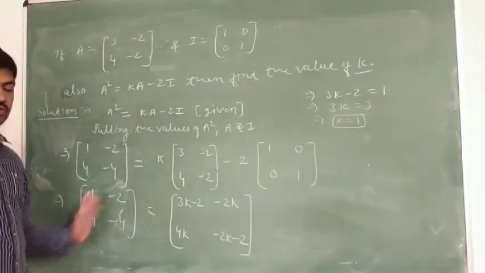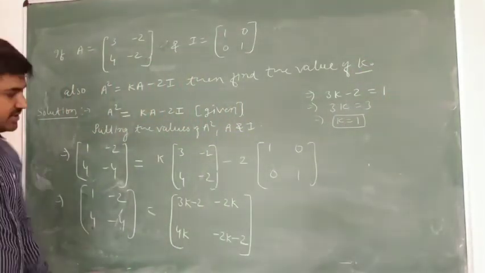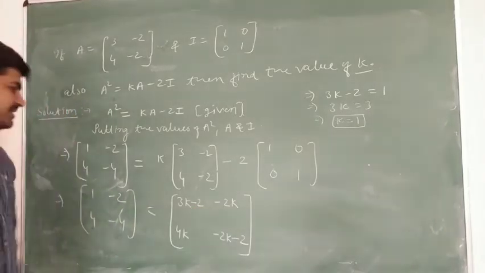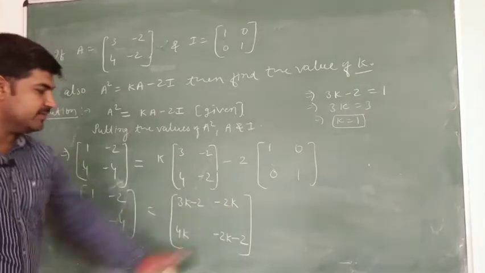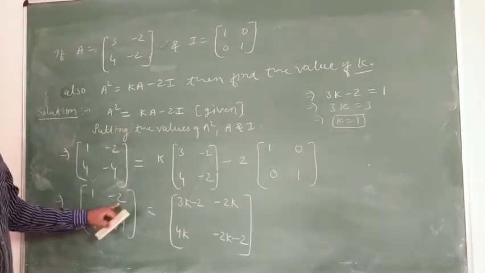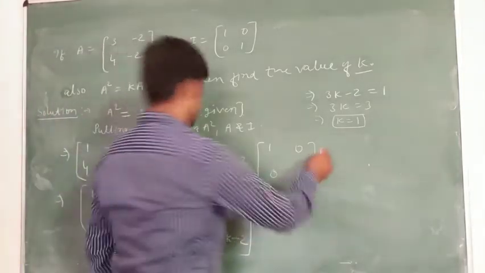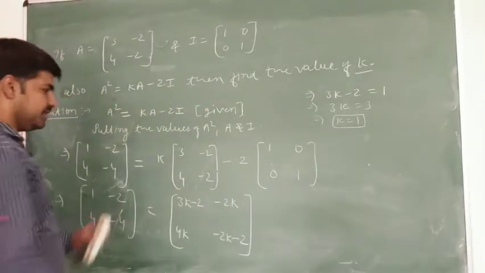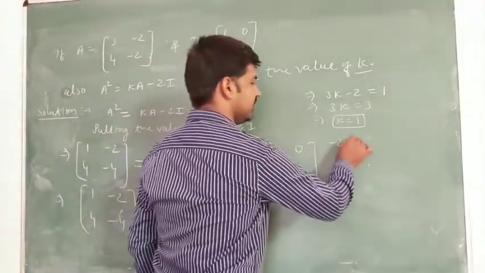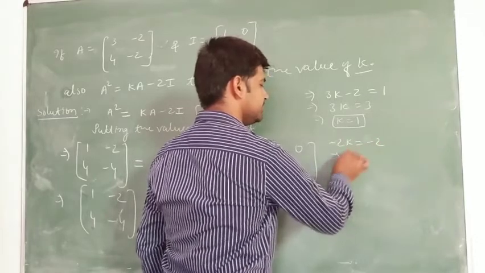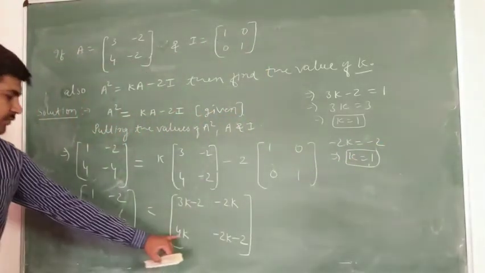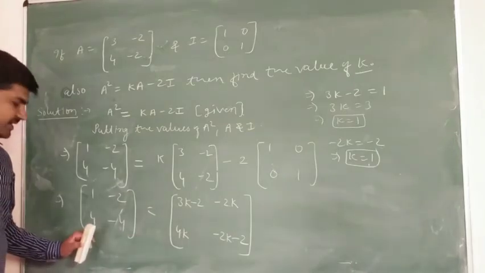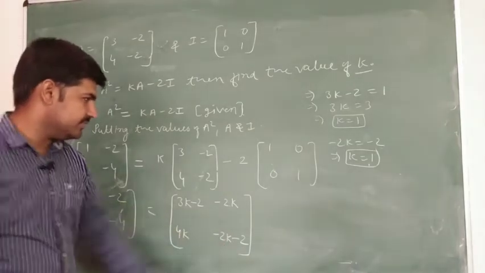Using one element we have got the value of k, and for verification we can use the other elements as well. The second element, a12, will be equal to a12 here. So minus 2k is equal to minus 2, and here as well k is equal to 1. Using the third one, 4k is equal to 4, which implies that k is equal to 1.